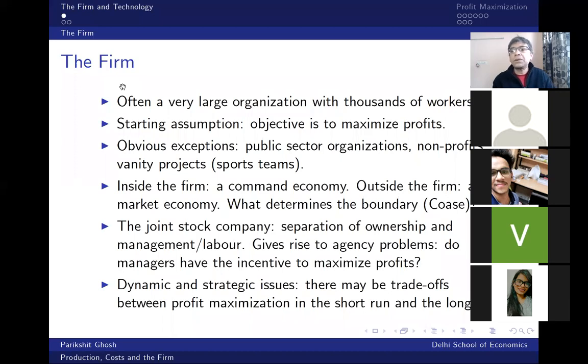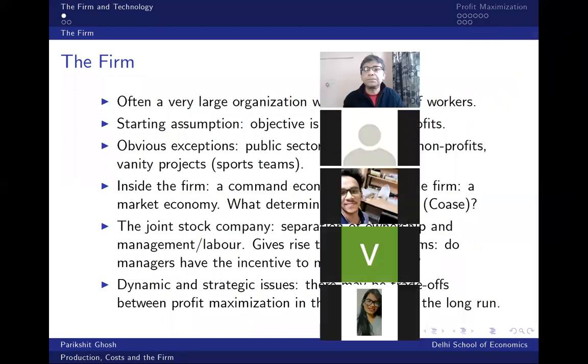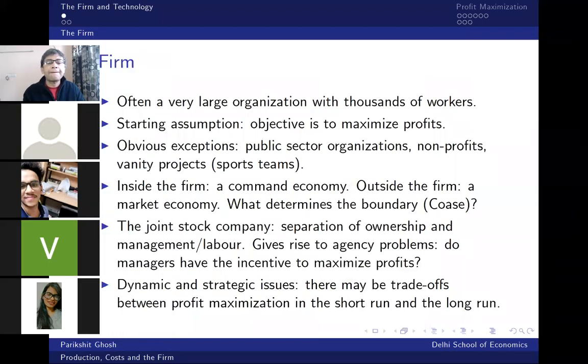Okay, so we'll talk about the classical theory of the firm. If you think of modern firms, there are, of course, many different kinds of firms. But the typical firms that we think about, Apple, Microsoft, Ford Motor Company, and organizations like that, Reliance Industries, these are massive firms, right? Very large organizations with often thousands of workers and a complex internal hierarchy, and so on.